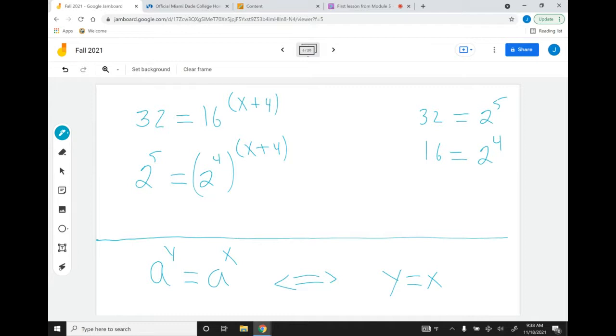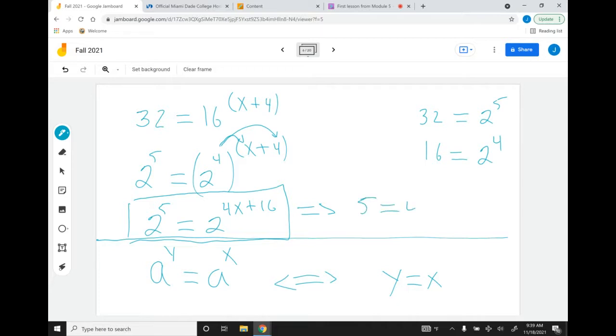Alrighty. So what do we do next? What we do next is multiply this exponent here. So now I'm going to have 2 to the 5th equals 2, that's the new common base, to the 4x plus 16. 4 times 4 is 16, 4 times x is 4x. So look what we have now: an equation in which the bases are the same. This implies, by common sense, that the exponents must be the same.